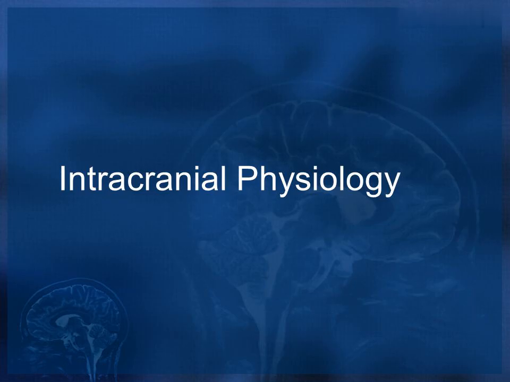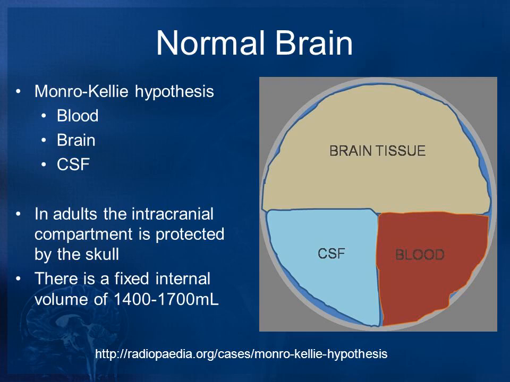Intracranial physiology. Normal brain, Monro-Kellie hypothesis. Blood, brain, CSF. In adults, the intracranial compartment is protected by the skull. There is a fixed internal volume of 1,400 to 1,700 milliliters.